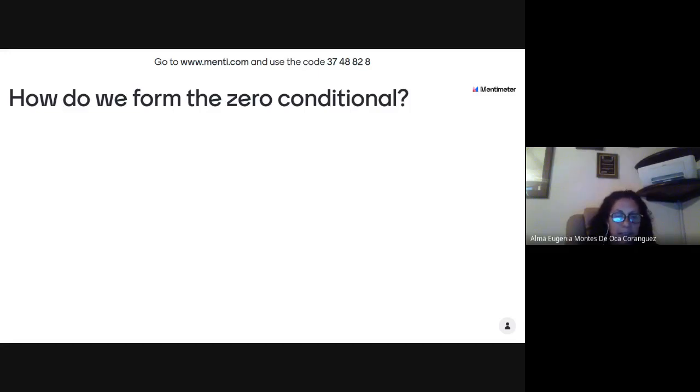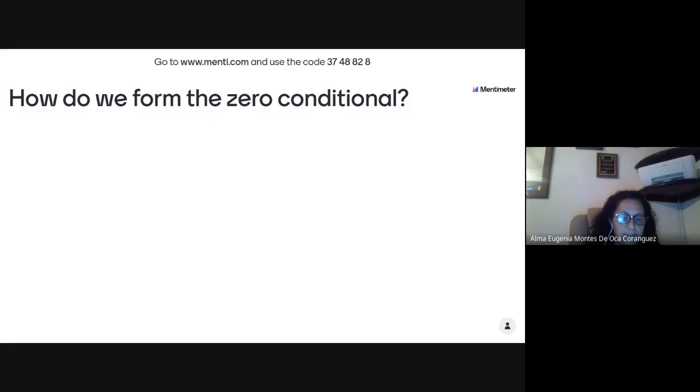Please answer this part. You can only put three things. If you use the QR code, you can go to this part. And you can answer. Please, I need two answers to get the example for this class. How do we form the zero conditional?